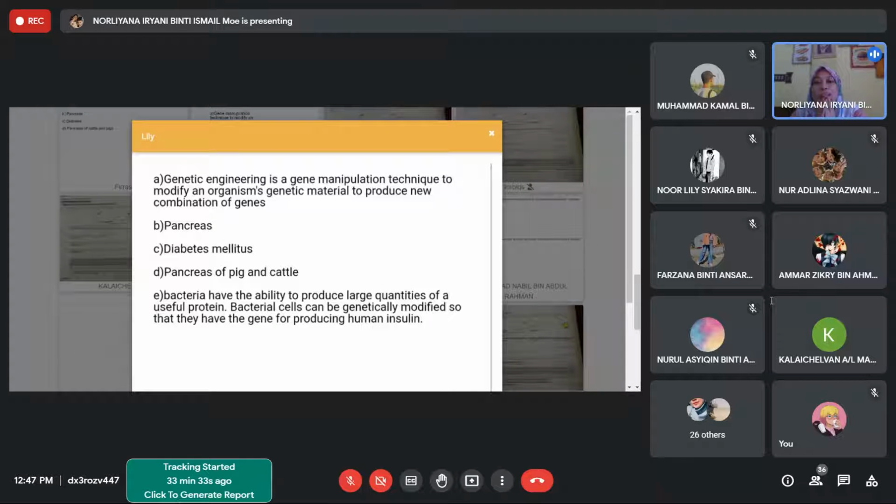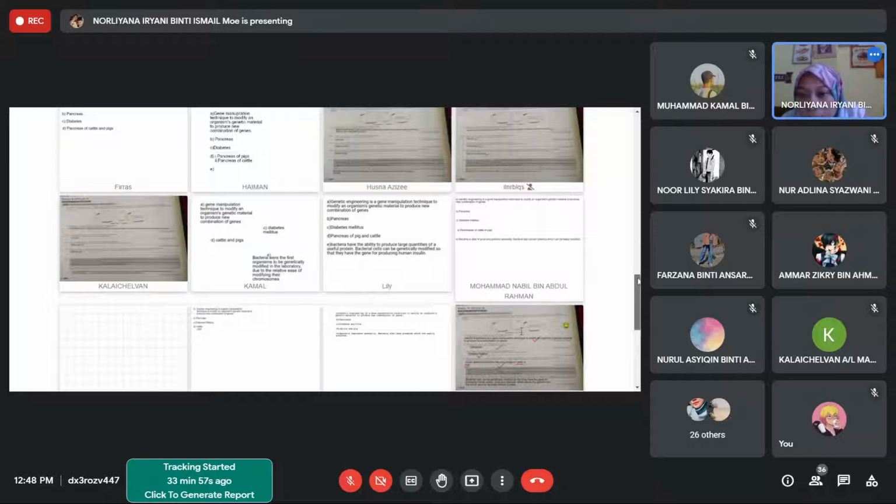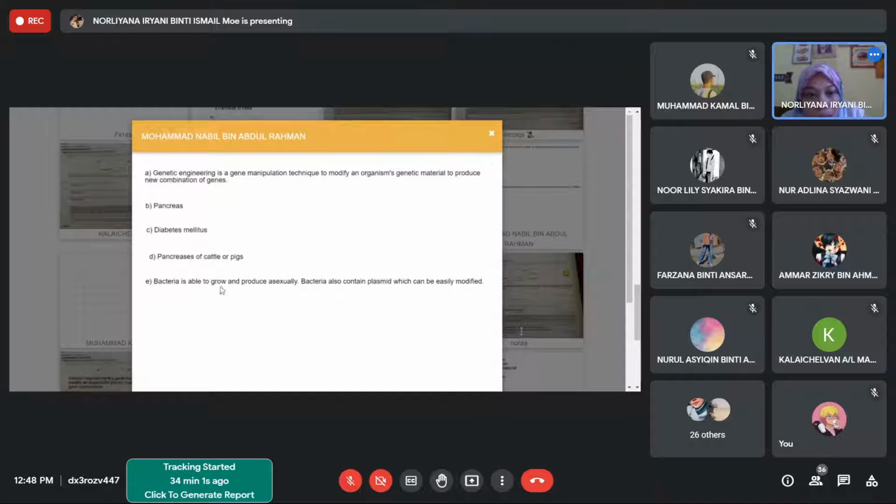Lily, you only got 1 mark. The second point is the correct one. You said that the bacteria have the ability to produce large quantities of a useful protein. You have to say that bacteria are easily reproduced. Then you get 2 marks. Nabil, bacteria, okay, 2 marks.